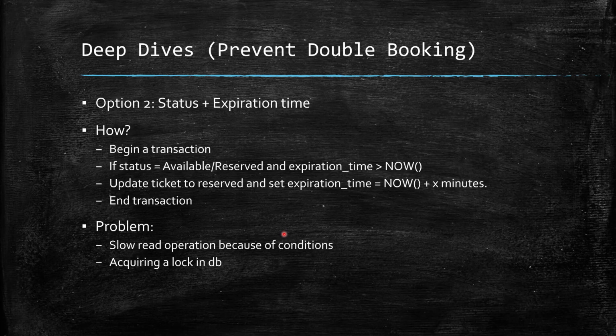And also, just one more thing I want to point out: when you do this status available, expiration time greater than now, here also you will have to do a select for update, because you don't want two people to get a status available and expiration time greater than now and then update, like a double booking scenario. So you will have a select for update in this case as well.